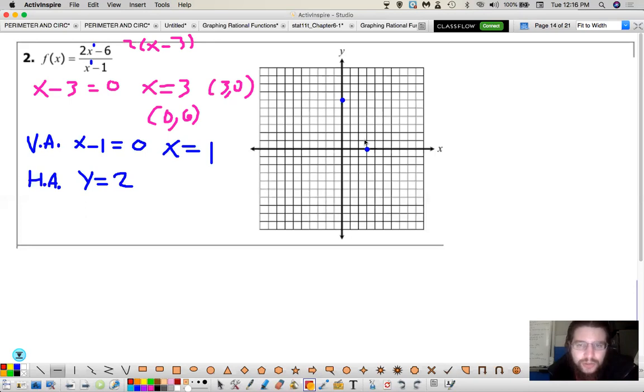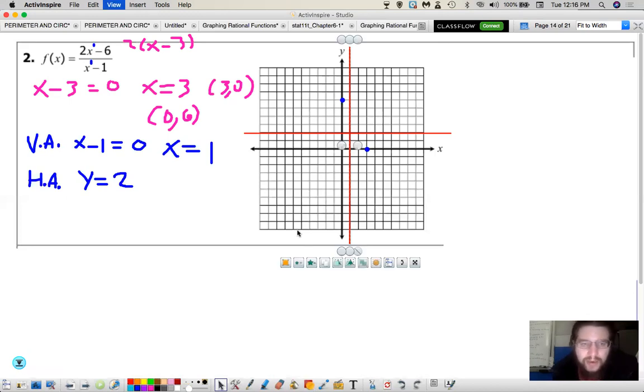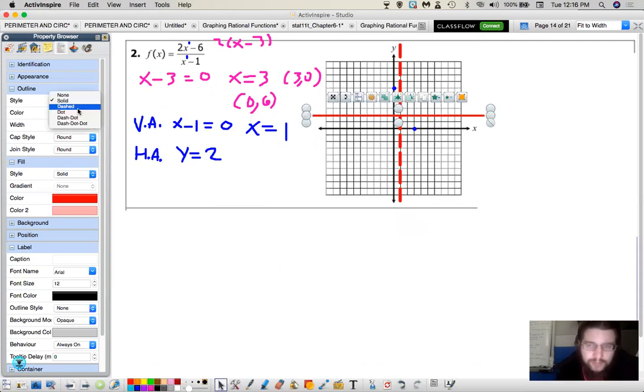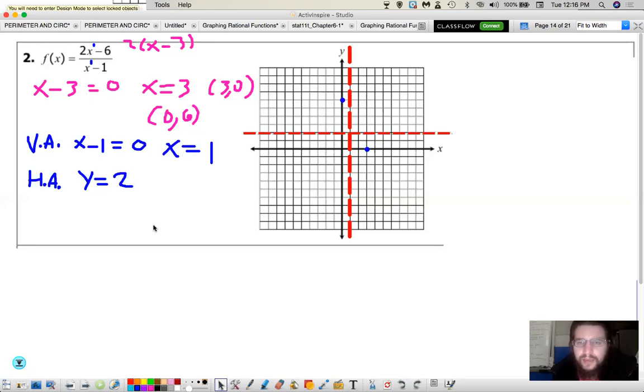Horizontal asymptote at 2. Vertical asymptote at 1. And then we've got our asymptotes. They need to be dotted. There we go. I made that a little thicker. Who cares? It's fine. Where were we? We got the asymptotes. Nothing canceled, so there's no holes. I guess, well, we got a point on either side, so I guess we're done. Let's just graph the thing.